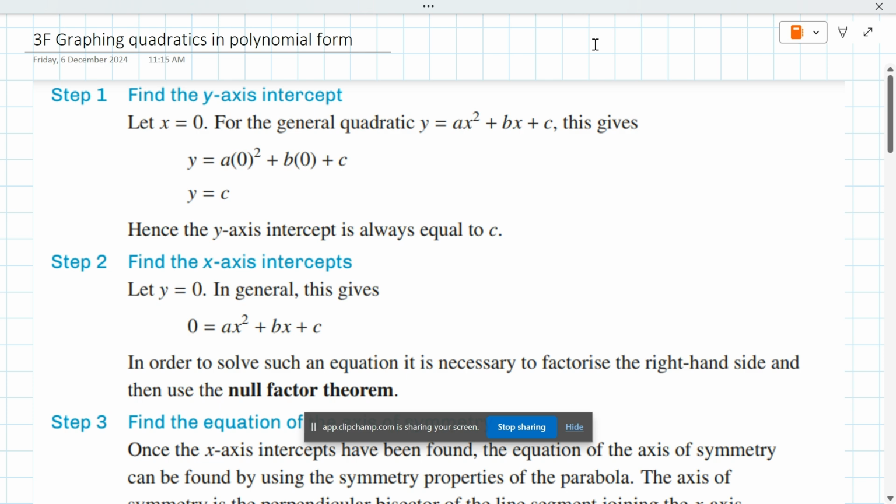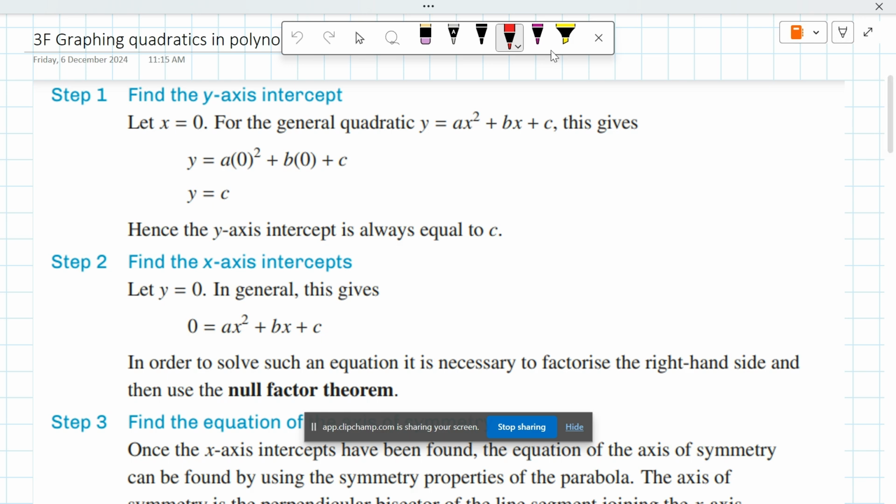Today we're going to continue graphing quadratics in polynomial form. I'm going to go straight to the steps, and then I want to show you how to graph the polynomial form, which is y equals ax squared plus bx plus c.